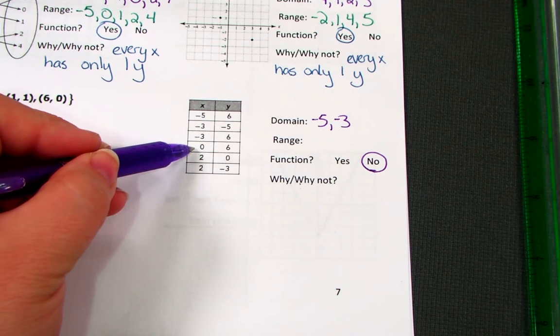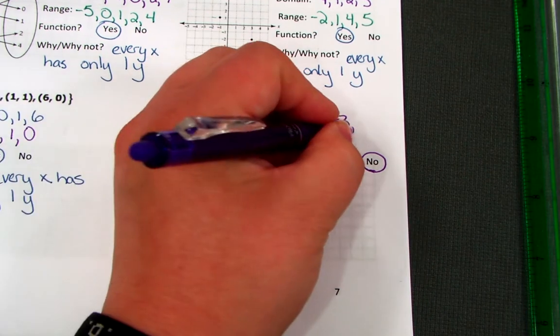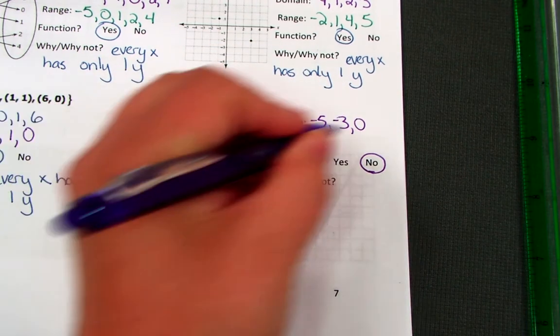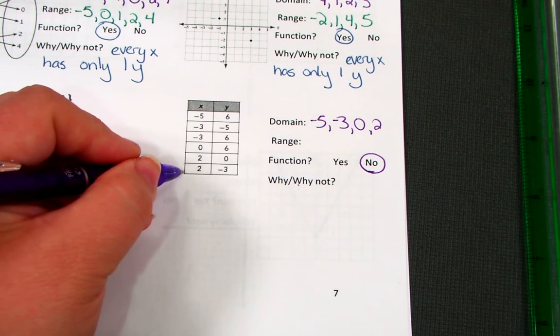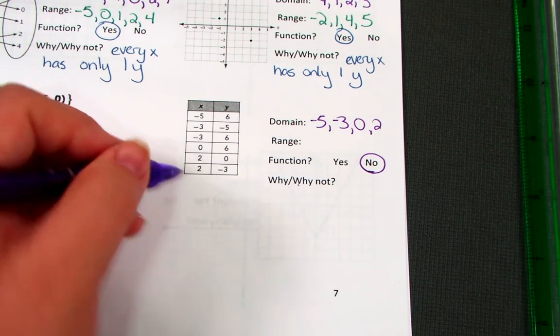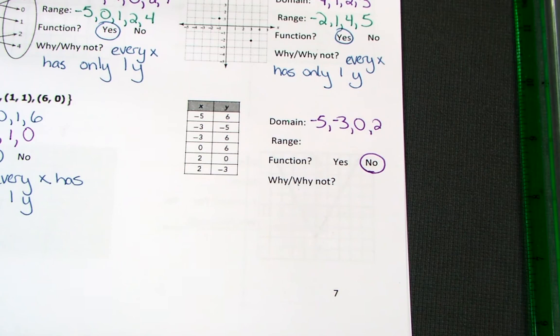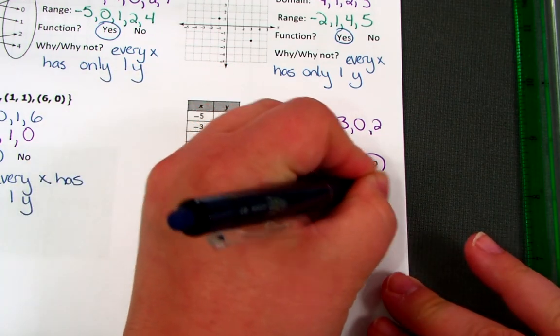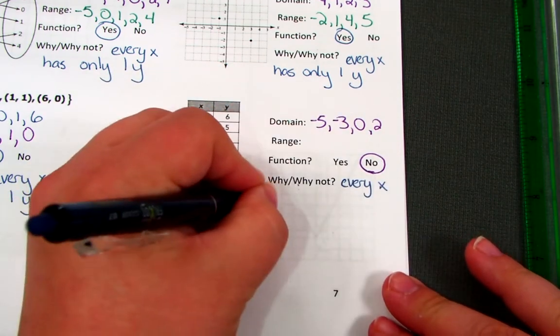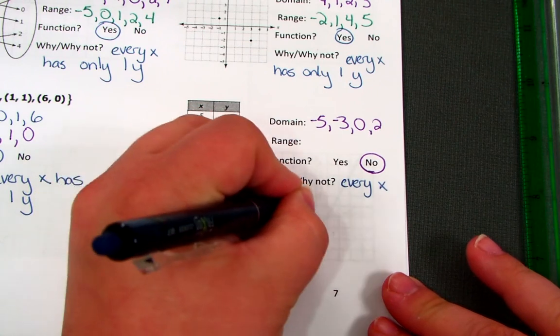I'm going to skip over it and go down to 0, then 2, and here's a second 2, so I'm not going to write it down, but it just confirms, yep, not a function. And what's your reason why it's not a function? Every x, this time, does not have only one y.